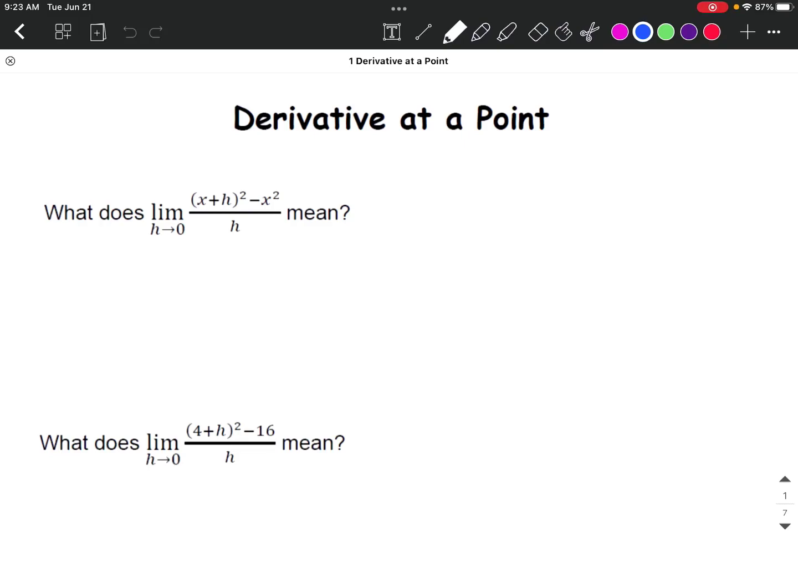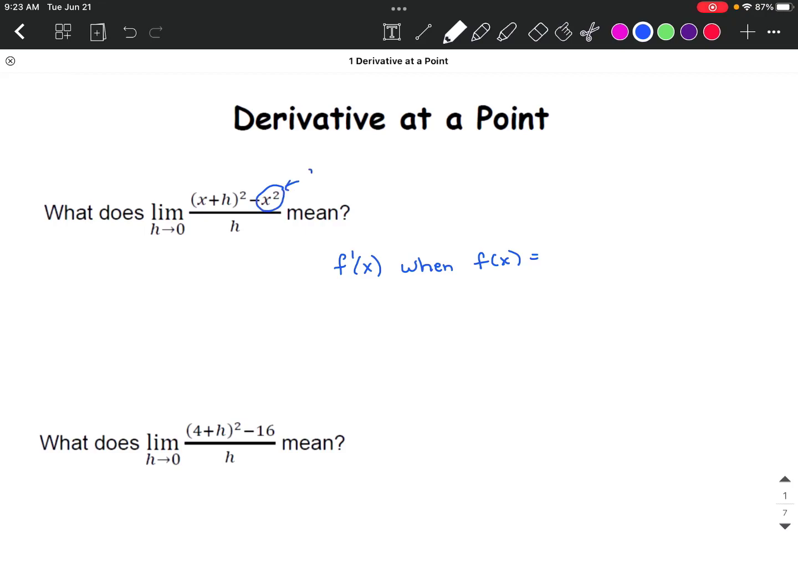Hello everyone. Okay, so today we're looking at the derivative at a specific point. So my first question to you is, what does the limit as h approaches 0 of the quantity x plus h squared minus x squared all over h mean? Well, it looks like the definition of derivative, right? So it is the derivative of f of x, but what is f of x? What's the function that they're plugging into?